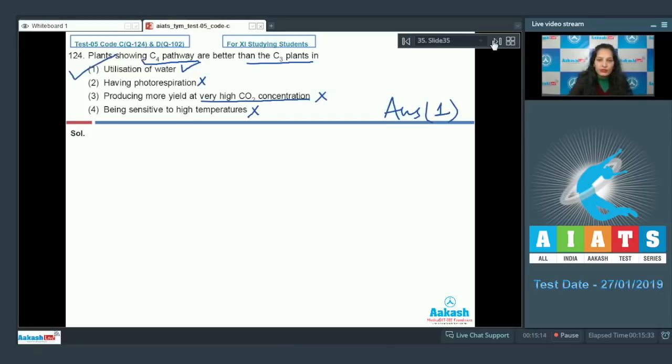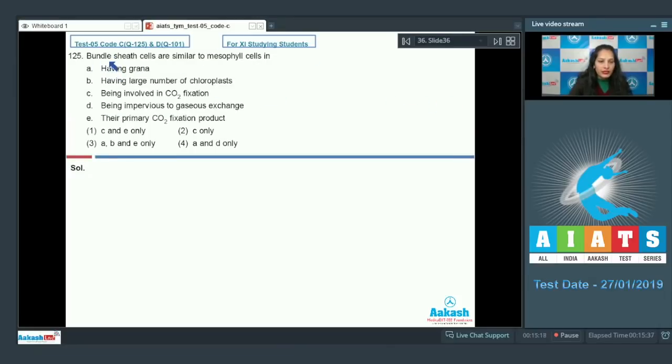Let's move on to the next question. Question number 125. Bundle sheath cells are similar to mesophyll cells in: A, having grana; B, having large number of chloroplasts; C, being involved in CO2 fixation; D, being impervious to gaseous exchange; E, their primary CO2 fixation product. First option C and E only, second C only, third A, B and E only, fourth A and D only.